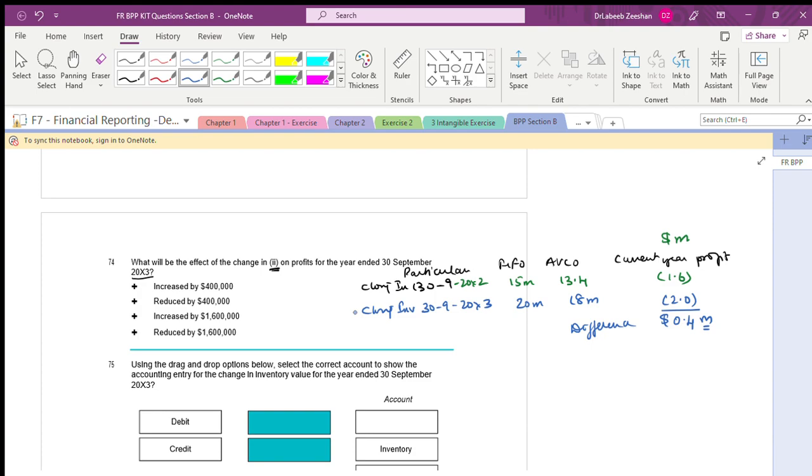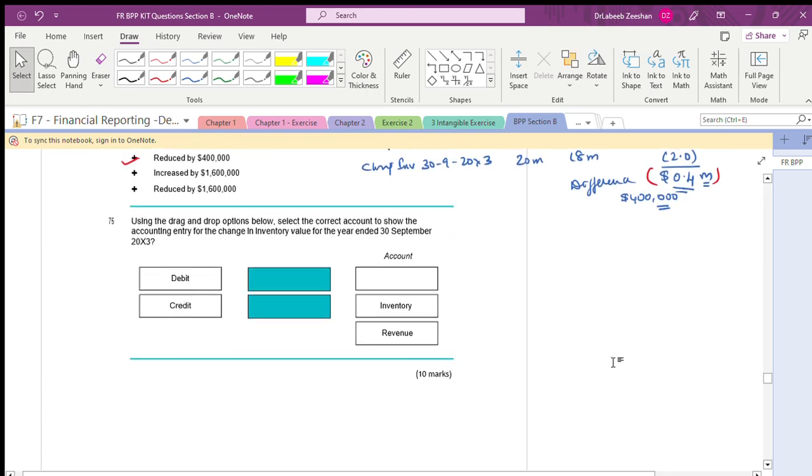Because of the difference, it is a negative difference. It will have an impact on current year profits. It will reduce current year profits by how much? The difference is minus, so the answer is reduced by 400,000.